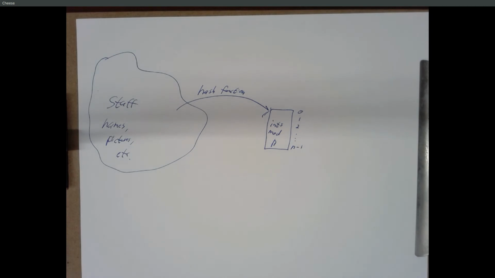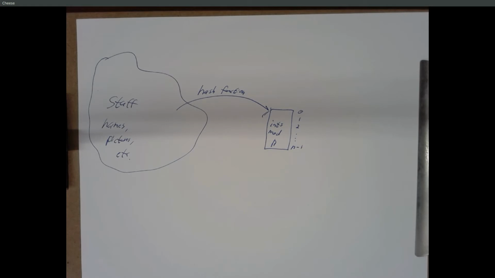Okay, why do we want a hash function? Because once we have an association between, say, names or pictures and a small set of integers, we can use those integers to store those things in an array and make it really easy and efficient to find them later.